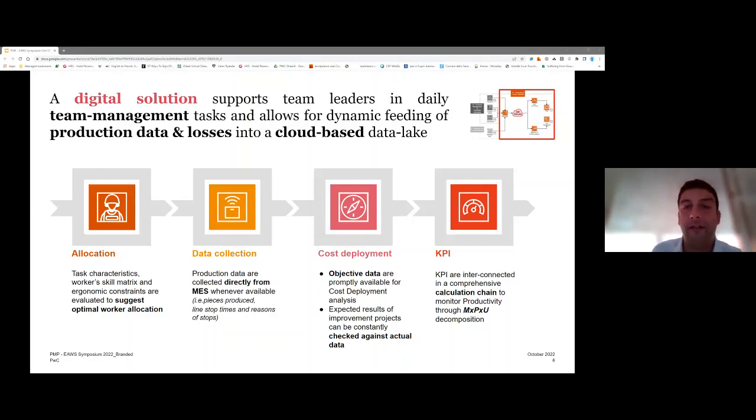So during the execution phase, production data are collected directly from MES systems whenever available, or from standardized production reports, and are promptly available for analysis, like cost deployment and improvement project analysis. So productivity management platform also embeds a comprehensive set of labor productivity KPI based on international standards.